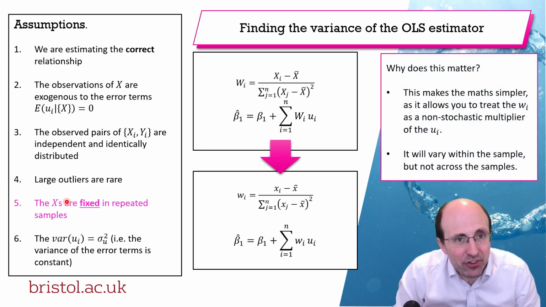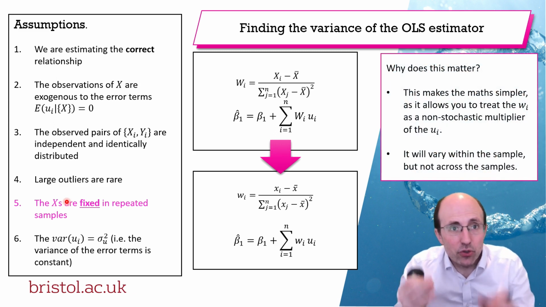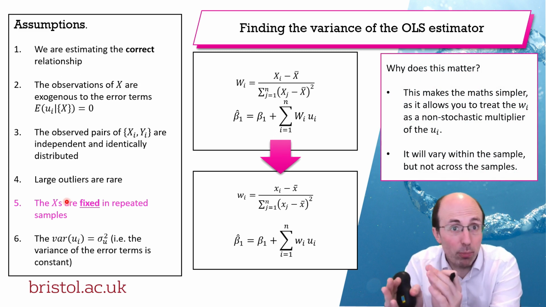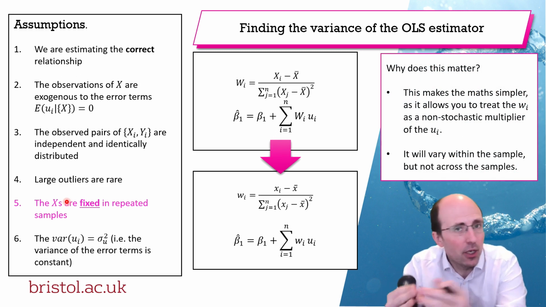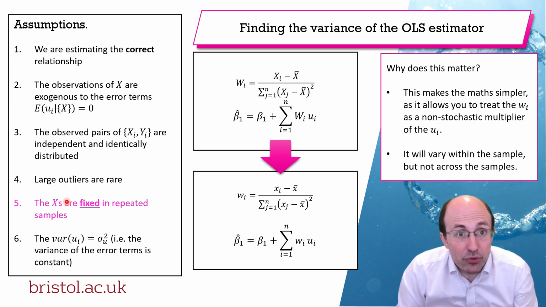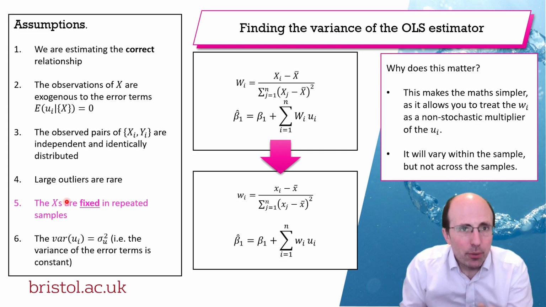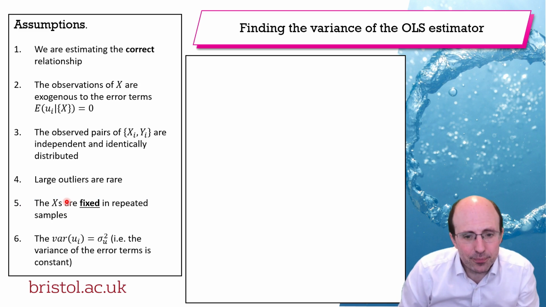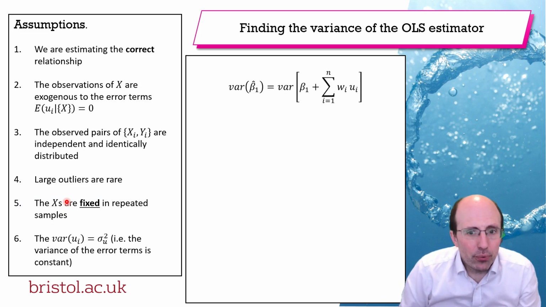Now, it's going to make the maths easier, and the reason is that we can treat the x's as fixed with respect to the ui's. We could do the same sort of thing by looking at the law of iterated expectations, but the maths is a little bit more complicated, but we get to exactly the same answer. So, let's try and work through the maths.